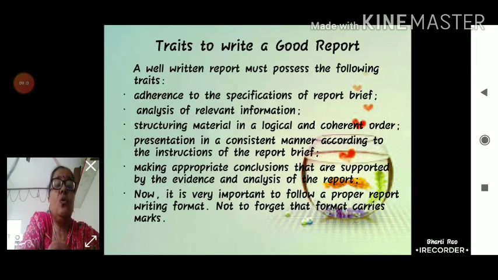It is also important to follow a proper report writing format. हमेशा proper writing format को आप लोगों को लिखना है. Don't forget that even the format carries marks. Always remember, whether it is notice writing, speech writing, report writing, or article writing, everything, the format carries marks. So always use your proper report writing format when you write your report.